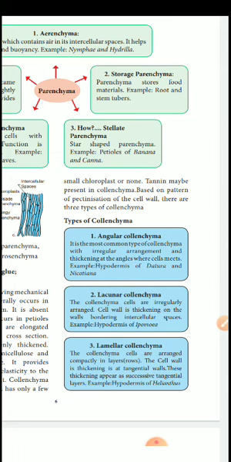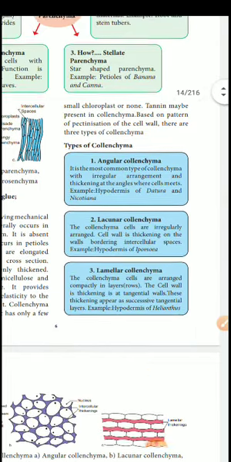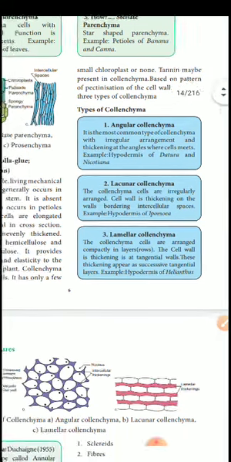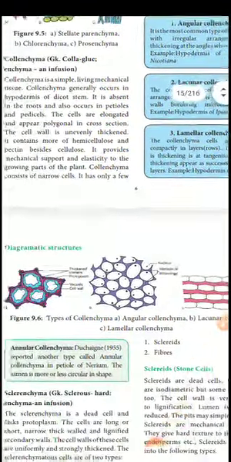So the types of collenchyma are angular collenchyma, lacunate collenchyma and lamellar collenchyma. What are they? Angular, lacunate and lamellar collenchyma. The example is the hypodermis of Datura. In 10th standard you did the practical on Datura, no? That same plant has angular collenchyma. Lacunate collenchyma is in the hypodermis of Eupatorium. It is an irregular arrangement. Lamellar means arranged in layers. This is the important one.